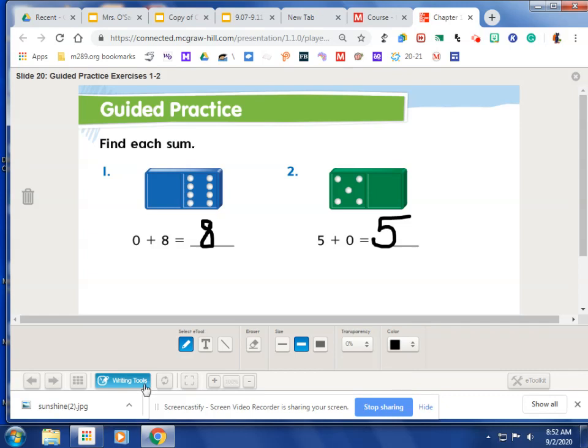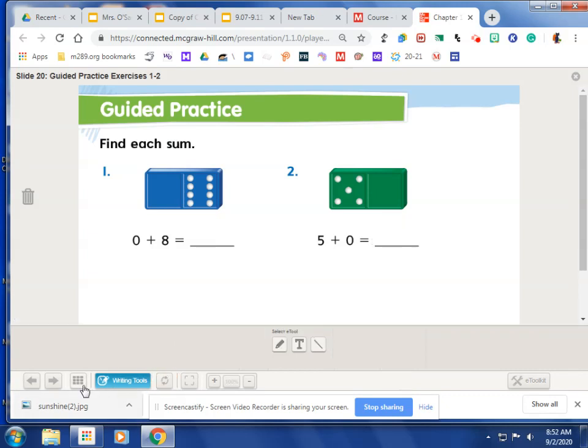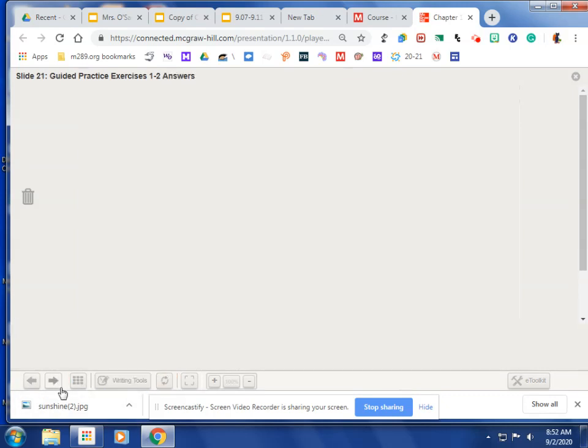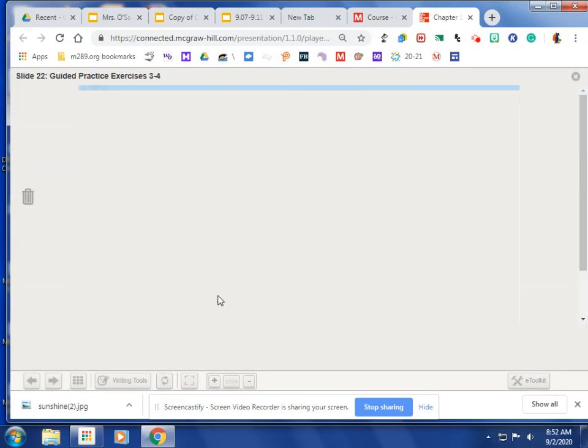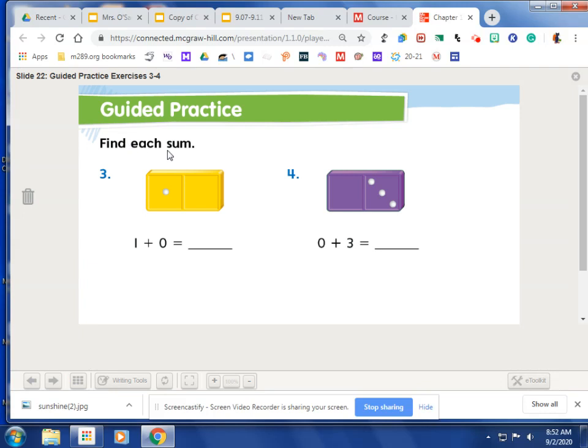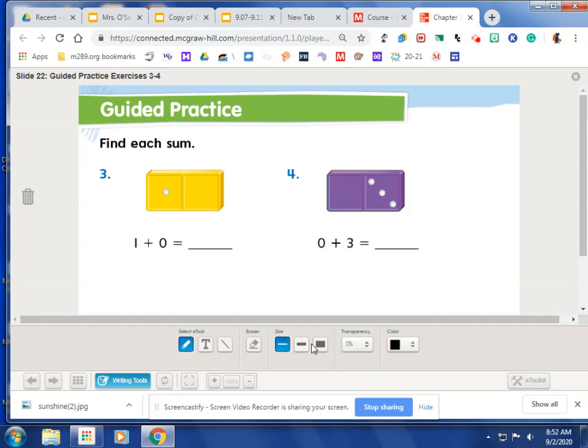All right, here we go. Problem number 3. This domino shows 1 dot and 0. So my addition number sentence will be 1 plus 0 equals 1.